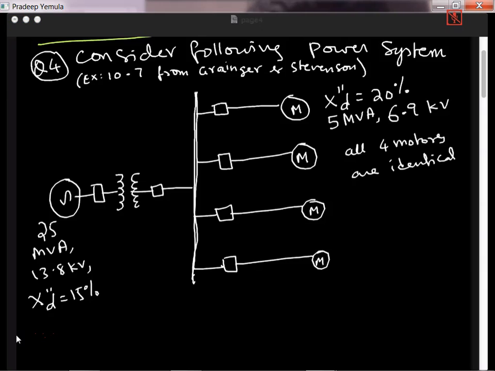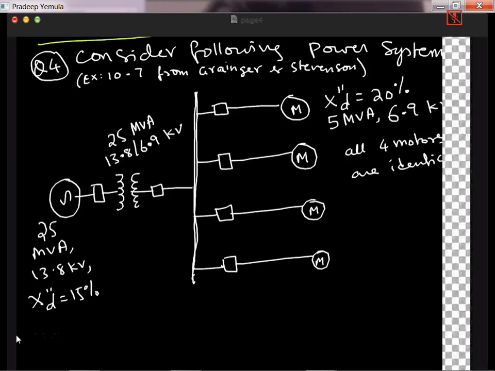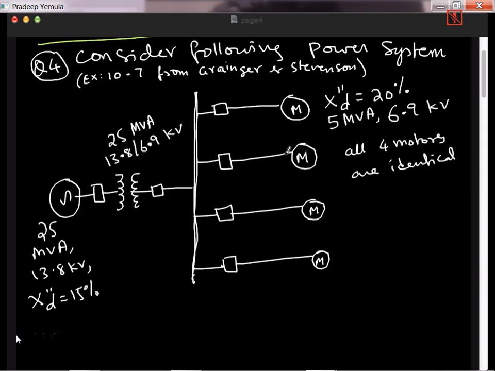Okay, so let's continue. The three-phase rating of the transformer is 25 MVA, 13.8 by 6.9 kilovolts. Okay, interesting. So there's no problem with adjusting voltages, it is convenient.